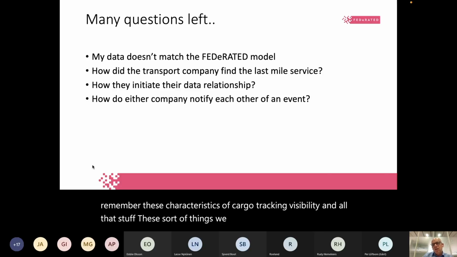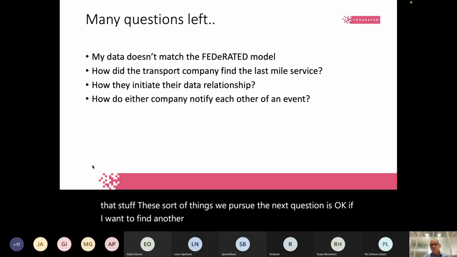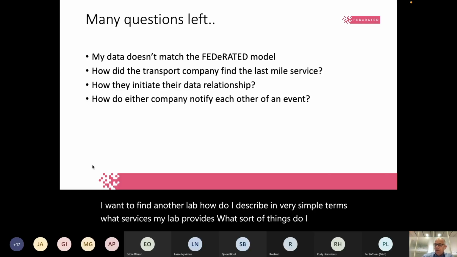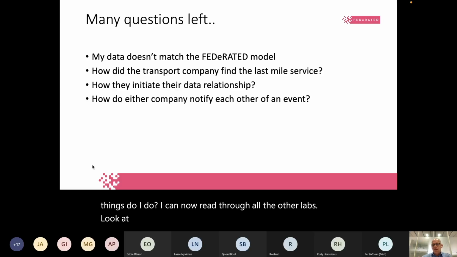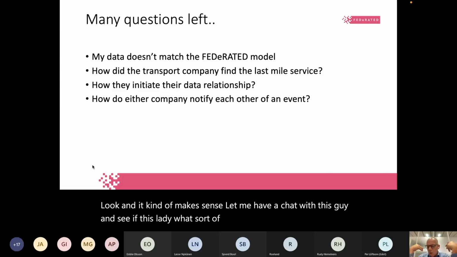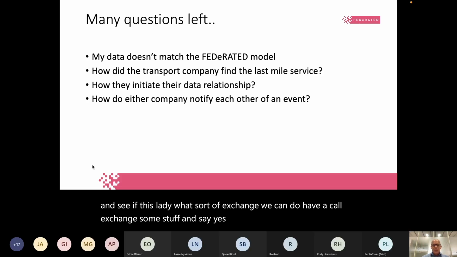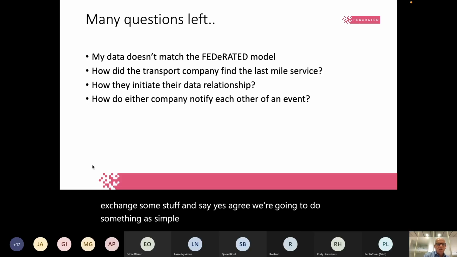The next question is, okay, if I want to find another lab, how do I describe in very simple terms what services my lab provides? What sort of things do I do? I can now read through all the other labs and say, okay, that kind of makes sense. Let me have a chat with this guy and see if this lady, what sort of exchange we can do, have a call, exchange some stuff and say, yes, agree, we're going to do something as simple as what I've just presented. So that's that.